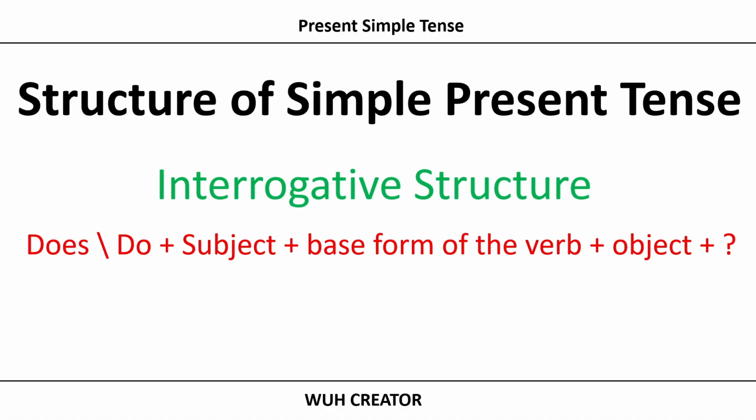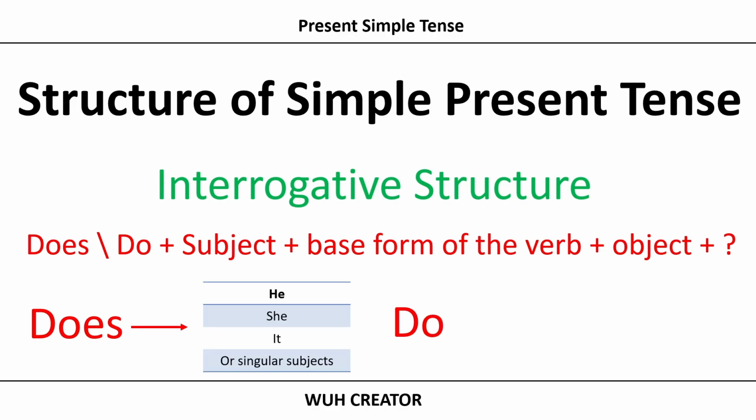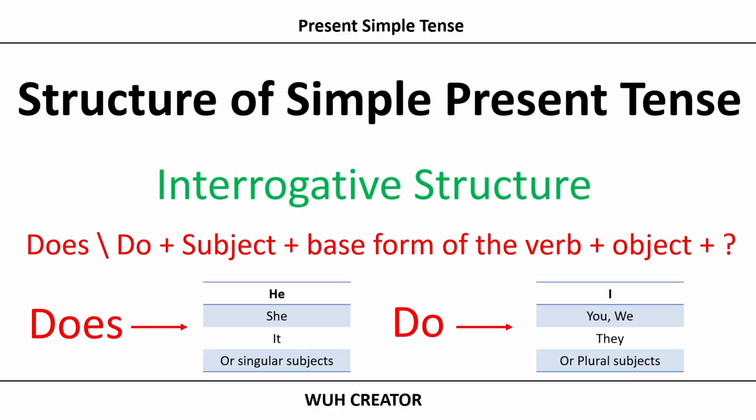Why do we use the interrogative form? We use the interrogative form to ask questions about habits, routines, regular actions, facts, or general truths in the simple present tense. The rules are the same: we use does with singular pronouns or singular subjects, and we use do with plural pronouns or plural subjects. Remember, every interrogative sentence ends with a question mark. The question mark indicates that the sentence is asking a question. Let's move towards examples and discuss them.